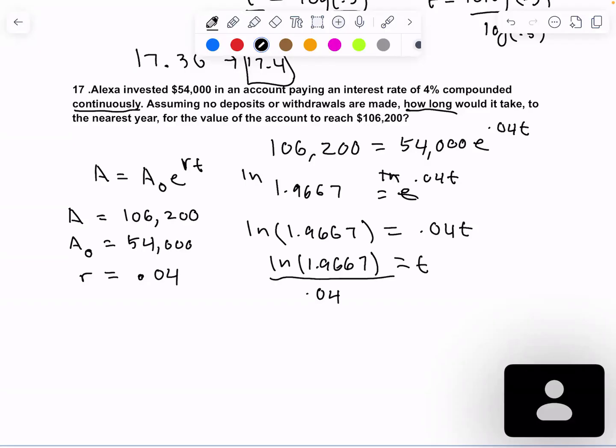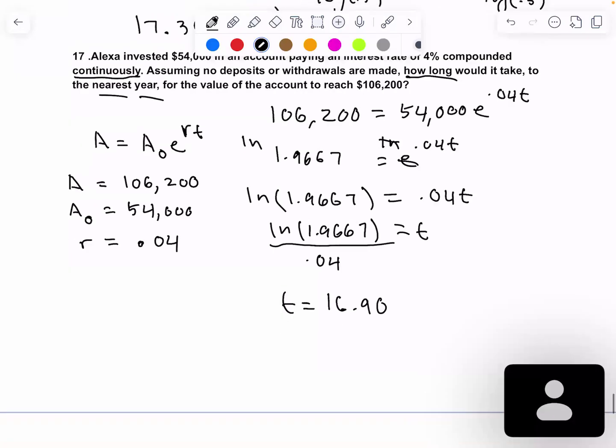Okay, so I go in my calculator, ln. There's a button on ln in your calculator. You should get 16.90. They want to round to the nearest year, so that would be 17.